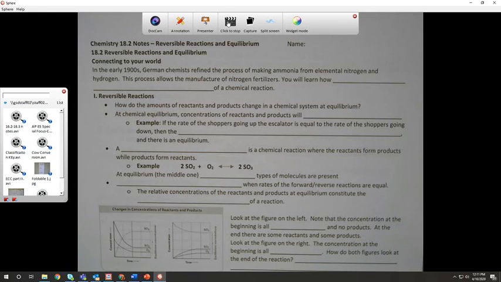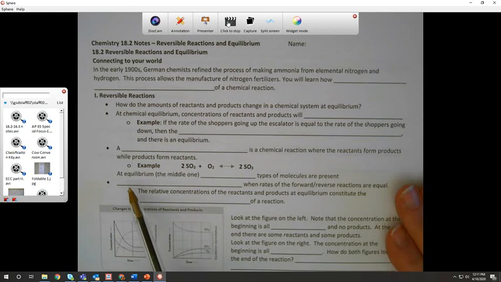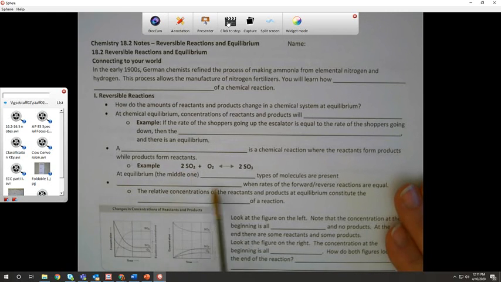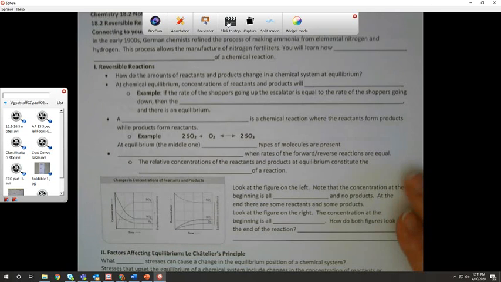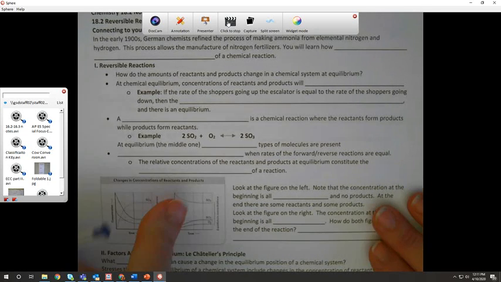Hey everyone, I'm going to go over a couple of things that I think you'll need some help with on 18.2 notes. So these are reversible reactions in equilibrium. As you come down here, this one where it says the middle one, just go to the next slide and you'll see that there's a middle one. And that's where both types of reactions or molecules are present, not reactions, just molecules. And that's equilibrium. And then I think we're okay on the first page.